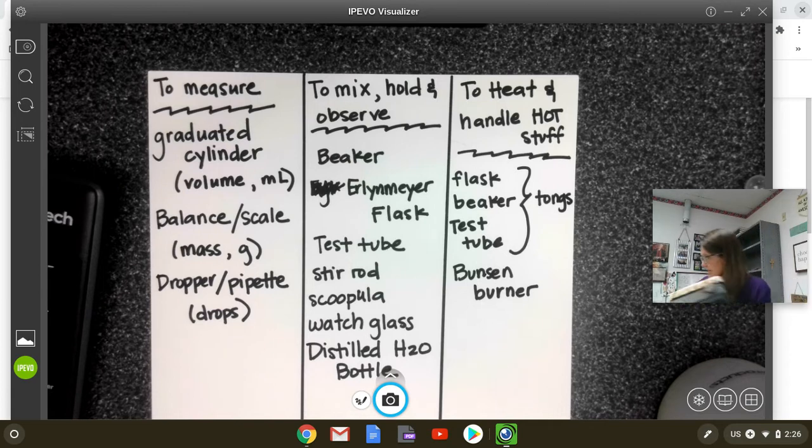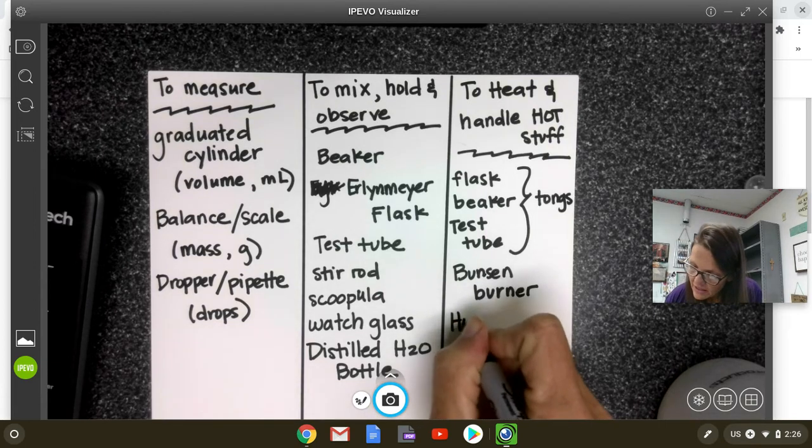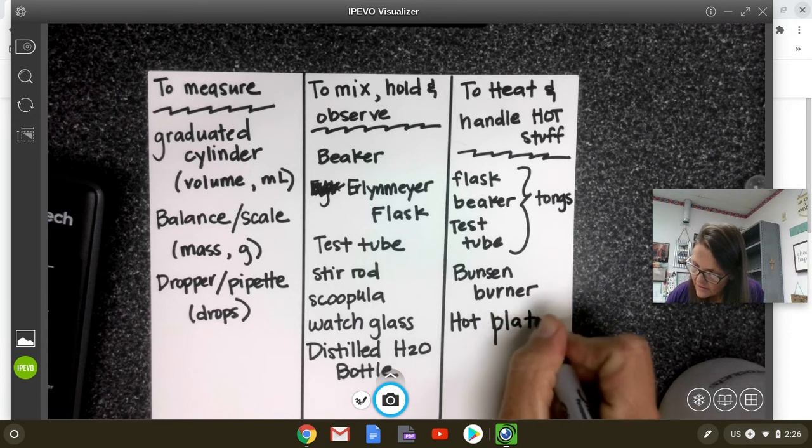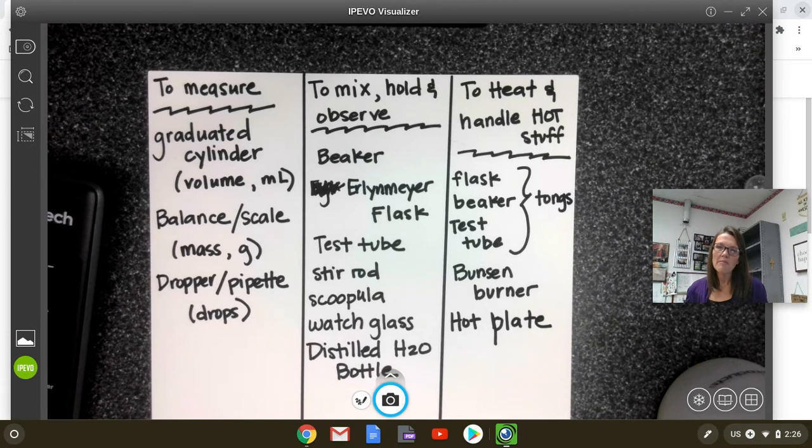So you have a hot plate. All right, and then let's write down hot plate. Lastly, under heating and handling hot stuff, hot plate. We have a couple of items that we use in conjunction with a Bunsen burner, okay? So that first item is a ring stand.